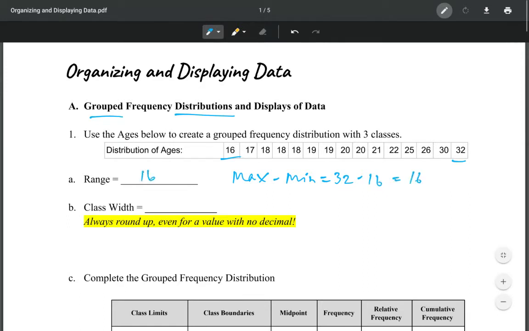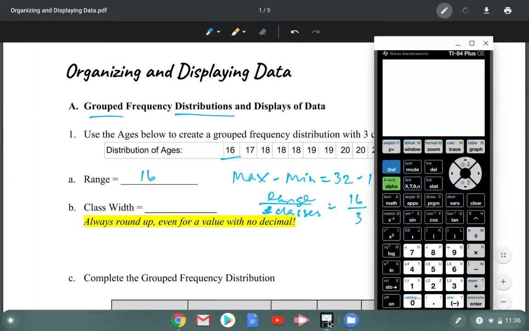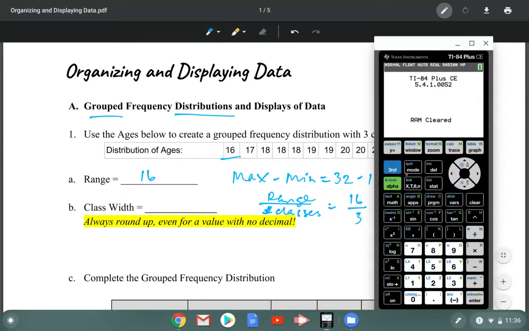To figure out the class width, we're going to take the range and divide it by the number of classes. So I'm going to take 16 and divide that by 3. Whenever we're dividing by the number of classes, we are always going to be rounding up. If we round down, then we're going to miss including all of the data values. So 16 divided by 3, which I could have done in my head, I get 5.33333. I'm going to round that up to 6.